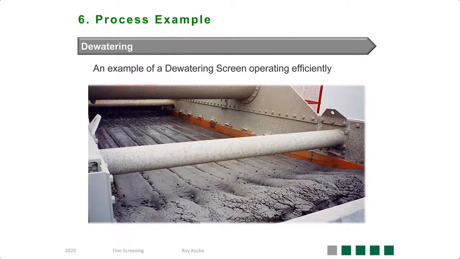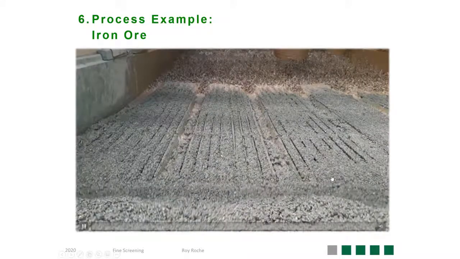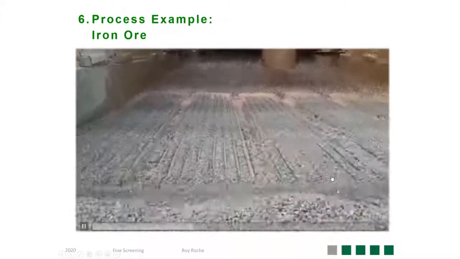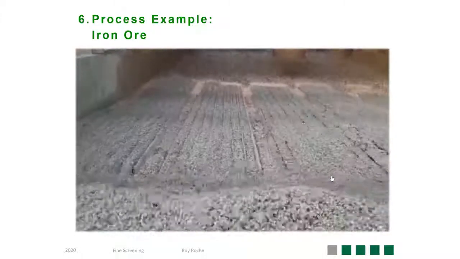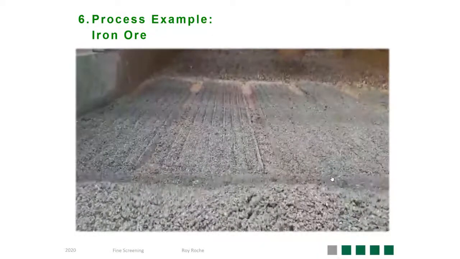In terms of the process examples, this is a very nice photograph of a dewatering application operating really well. You can see the pool area at the back. The discharge is pretty dry. This is an iron ore example done in Brazil. Here we also have a video of an iron ore application, which is quite interesting, where you're doing classification and dewatering simultaneously. The dewatering takes place at the back of the screen, and the classification and accurate sizing towards the discharge side of the screen.